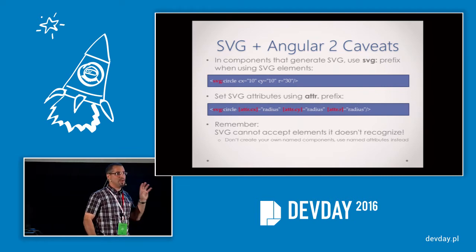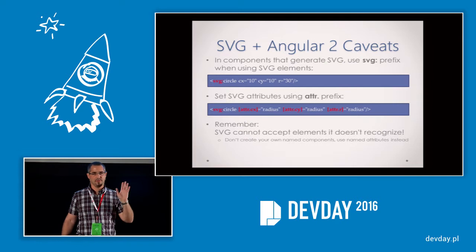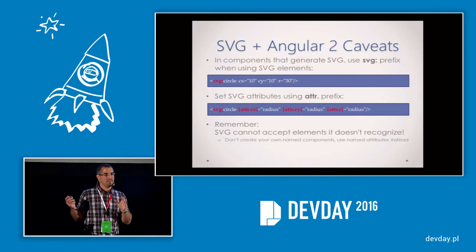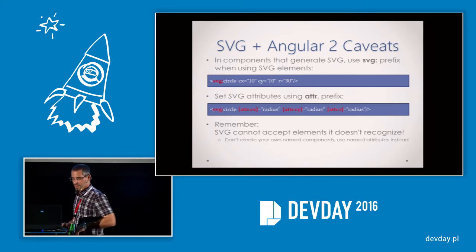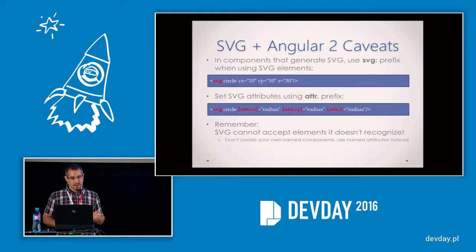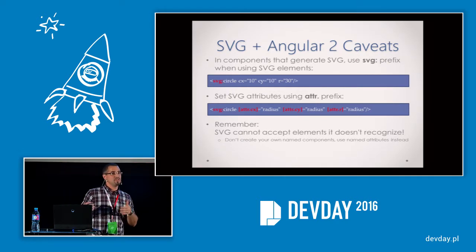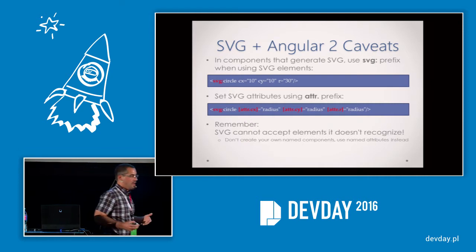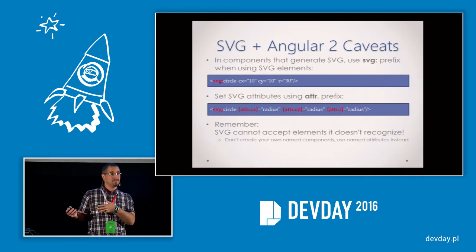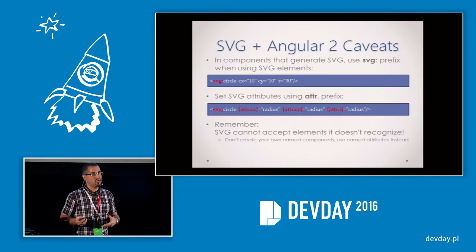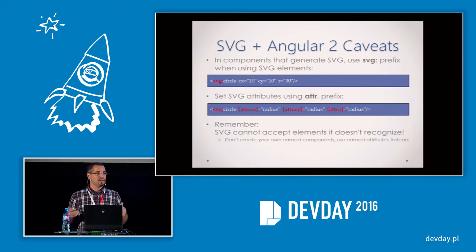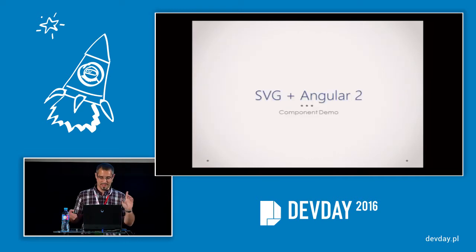SVG doesn't know directives or components from Angular. In Angular 1, it was easy. We put a directive, we say that it's an element, and that's all. In Angular 2, you will use SVG attributes in order to generate something in SVG. And what I mean is, I will create the component as an attribute. I will set it to an attribute and not to an element. If you set it to an element, you probably will get an error somewhere in your application, from experience.